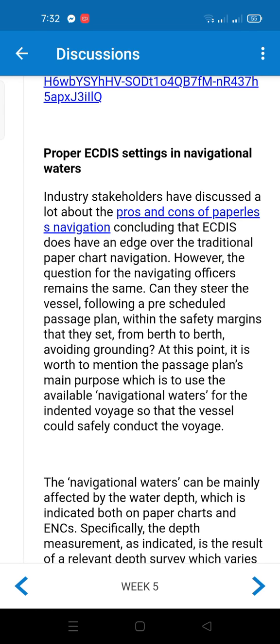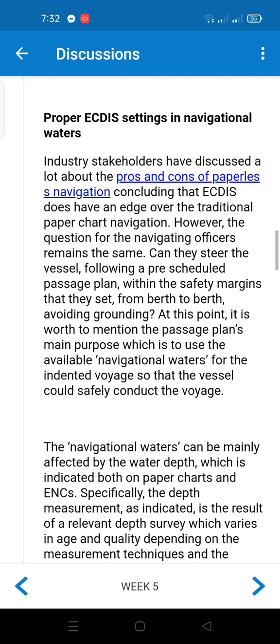Proper ECDIS setting in navigational waters. Industry stakeholders have discussed a lot about the pros and cons of paperless navigation, concluding the ECDIS does have an edge over the traditional paper chart navigation. However, the question of the navigating officer remains the same.